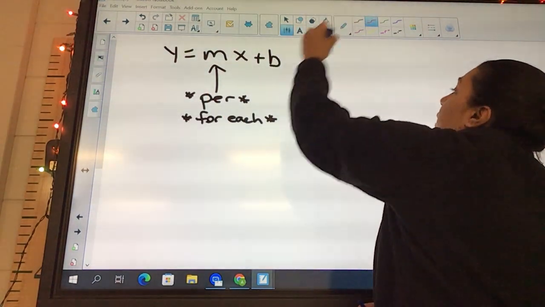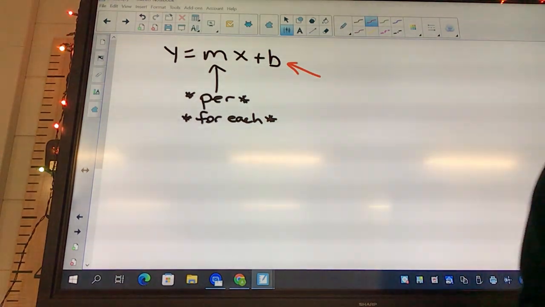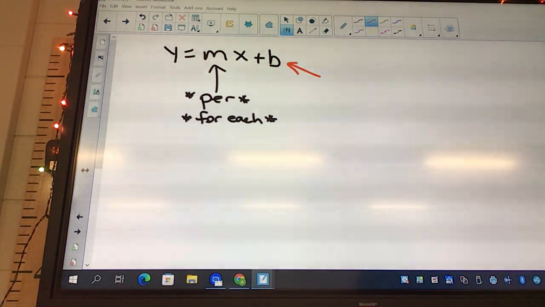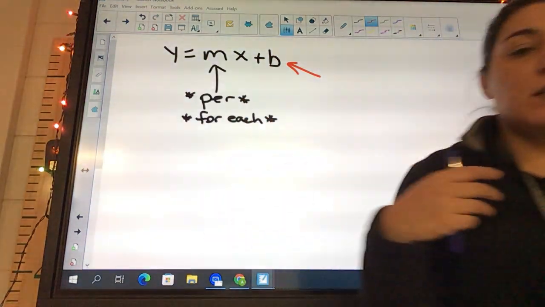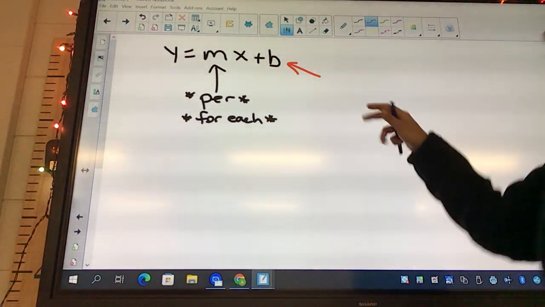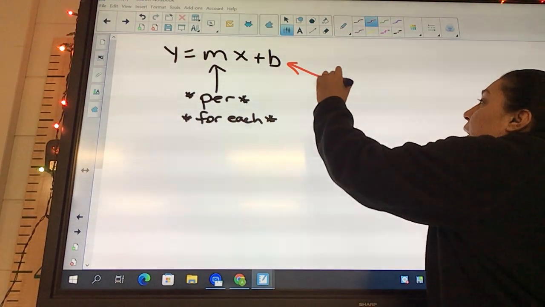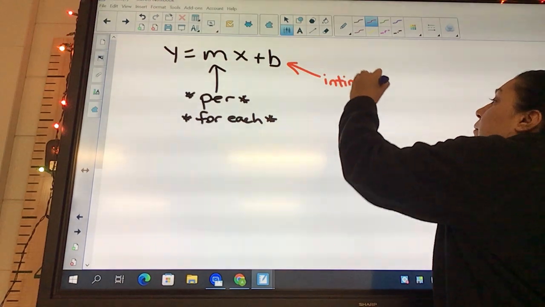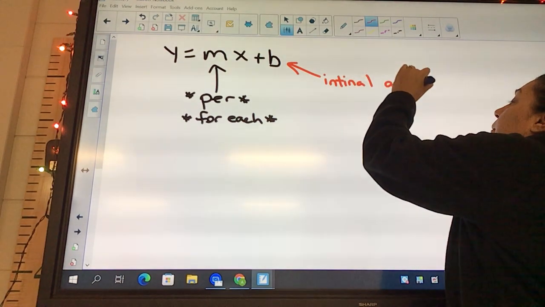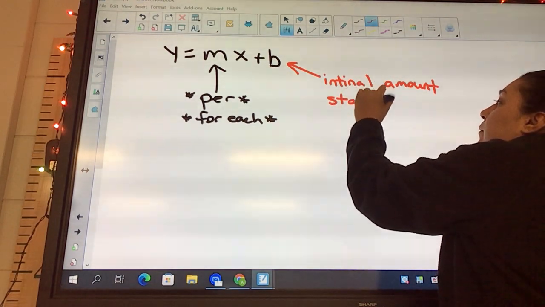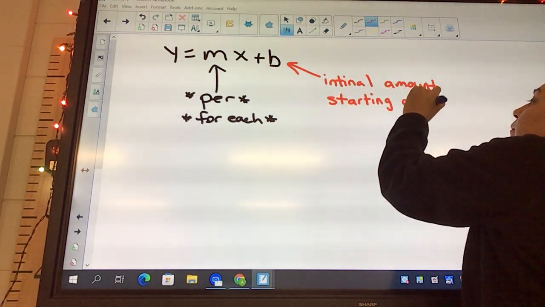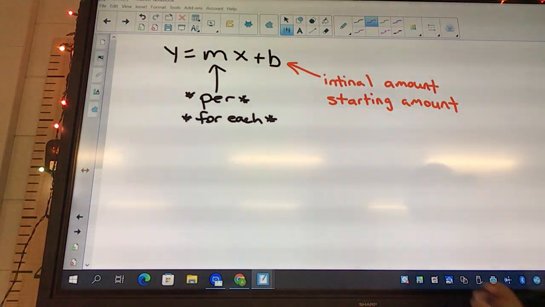What about the b? How do we describe the b? The total cost? Not the total cost. y is going to be your total cost, like if you would plug something in. The b is going to be your initial amount, or your starting amount. All your equations should look like that.